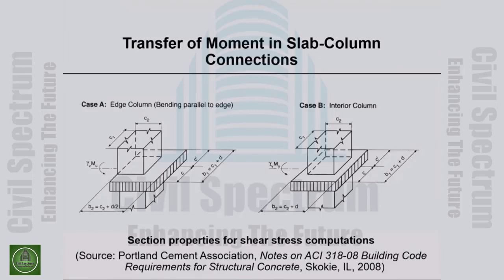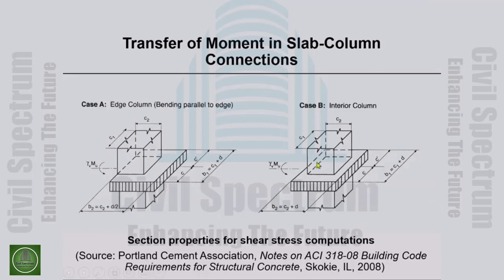The information you will need basically for all the situations that you will ever face. Okay, so there are four cases that cover almost everything. One is edge column, where bending is parallel to the edge. This picture, I think it is very easy to visually see. Okay, so this is the slab. This is an edge column, and bending is parallel to the edge.